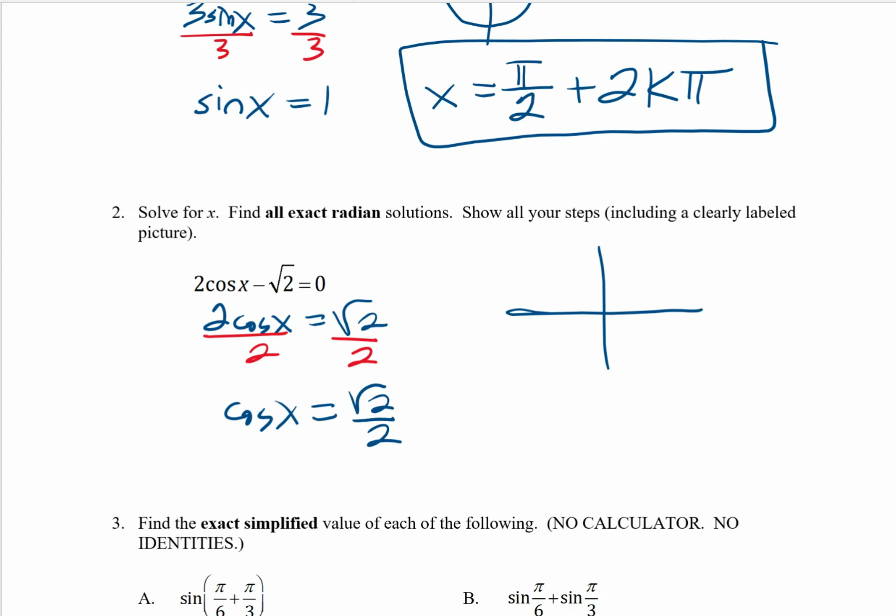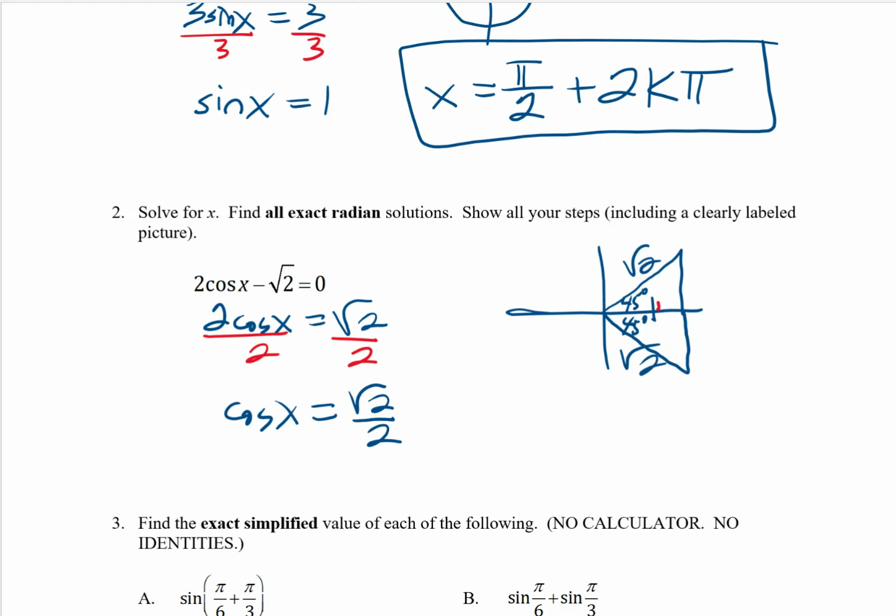Let's see, within one period, where could the cosine function be positive? Well, I know it can be positive in the first quadrant. All students take calculus. It's also positive here in the fourth quadrant. And I know that root 2 over 2 is the rationalized version of 1 over root 2. This is just the 45, 45, 90 triangle. I have 1 in the first quadrant. I have 1 in the fourth quadrant.